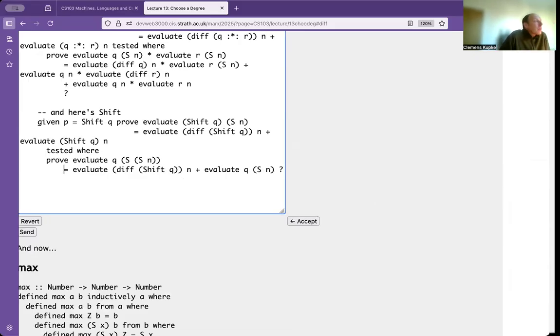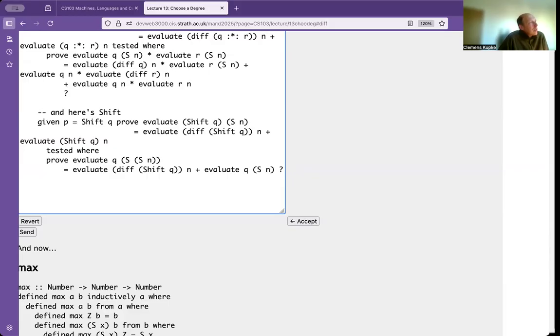So, what have we here? We have evaluate q n plus 2, which is what you get when you evaluate diff shift q and add it to q, but n plus 1. Okay.